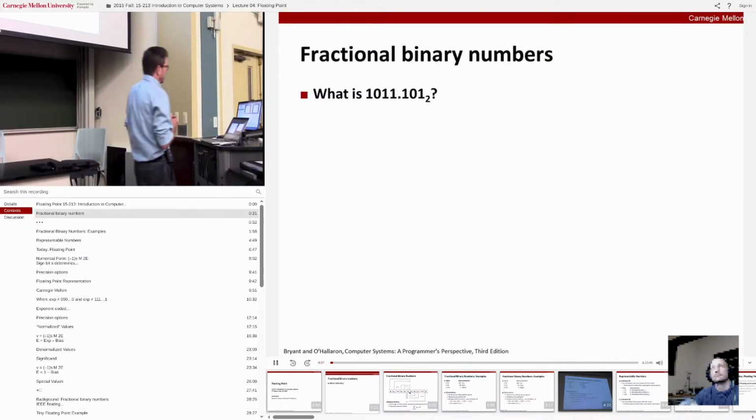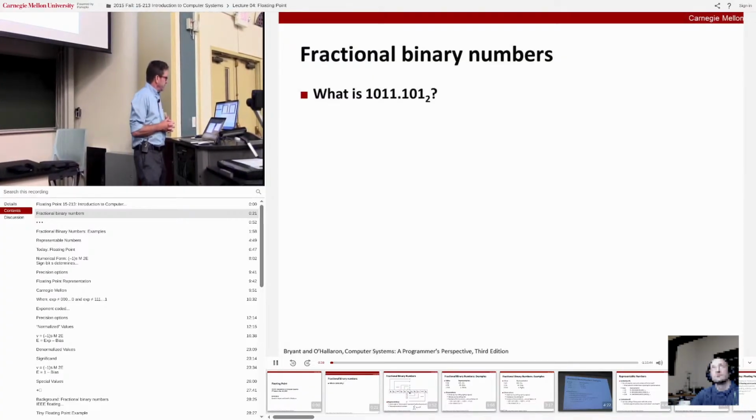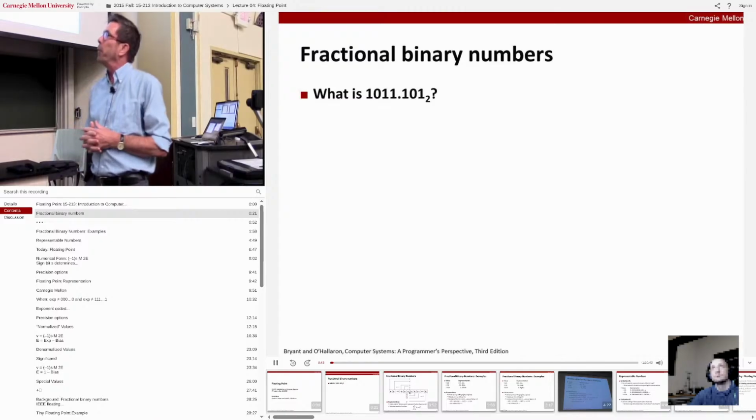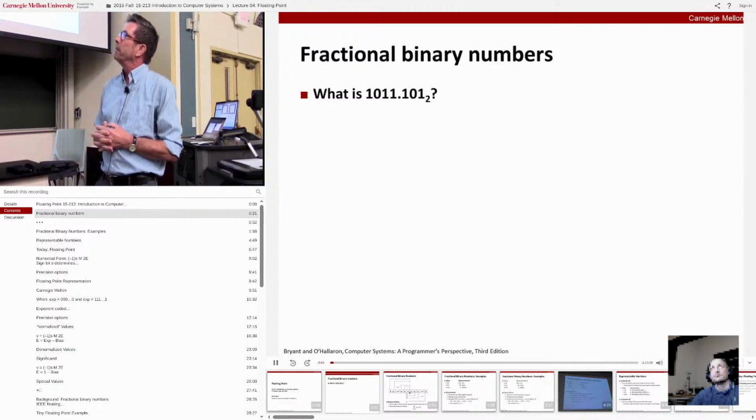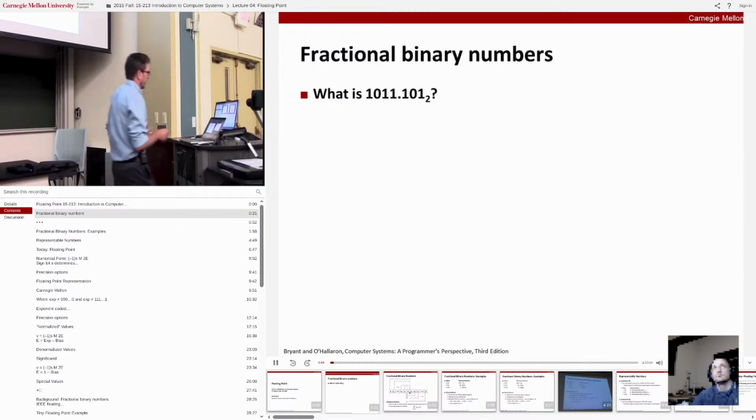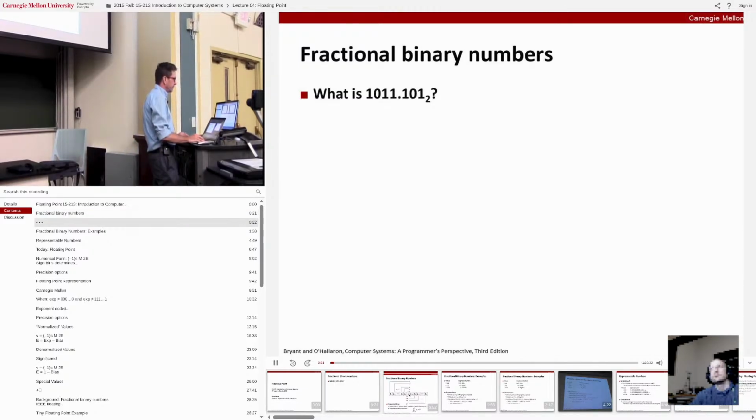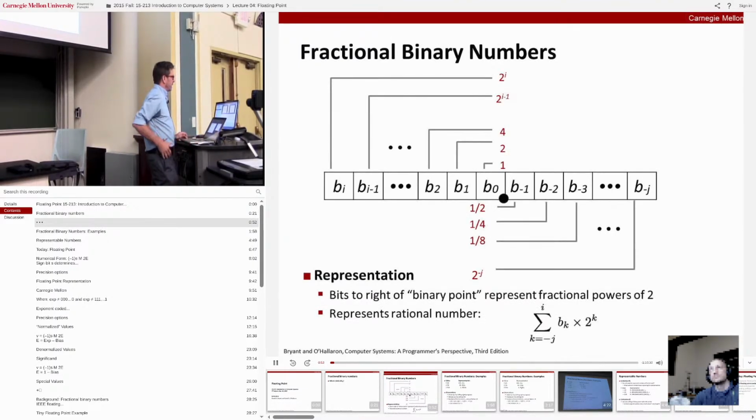Okay, so what does a fractional binary number like 1011.101 represent, and how does that work? Well, it works just like the fractional decimal numbers that you're used to.